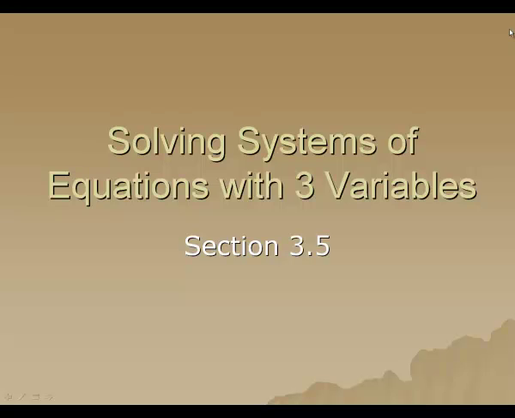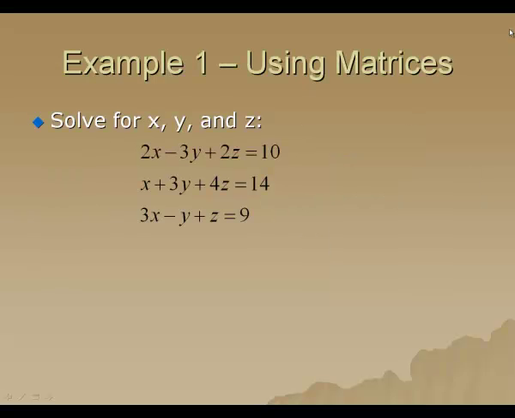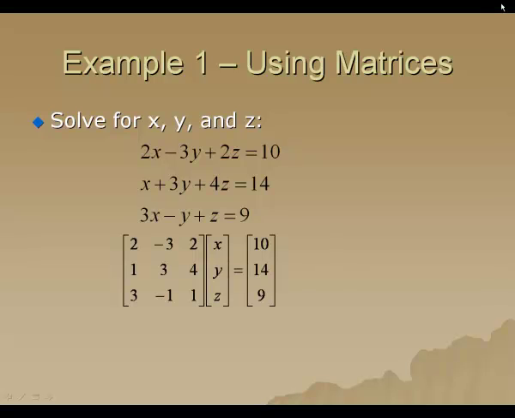Today we're going to be solving systems of equations with three variables. This is section 3.5 in the Algebra 2 book. This is a system with three equations and three variables to solve for. We're going to be using matrices just like we did in the previous lesson. Matrix A will be set up with the coefficients for x, y, and z. Matrix B will be set up with the numbers on the right side of the equal sign.